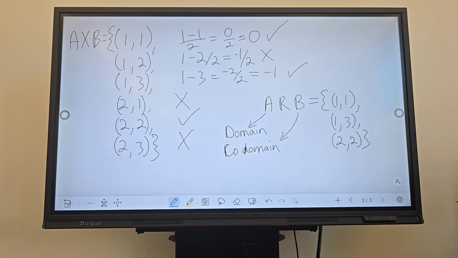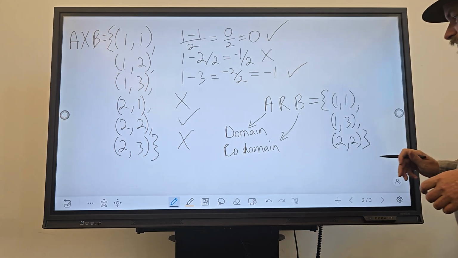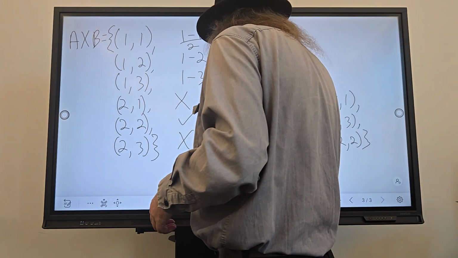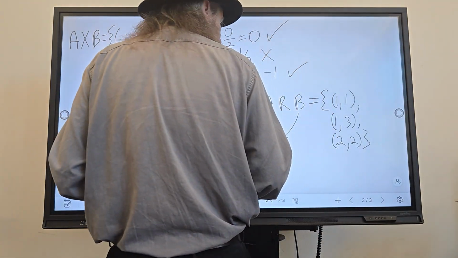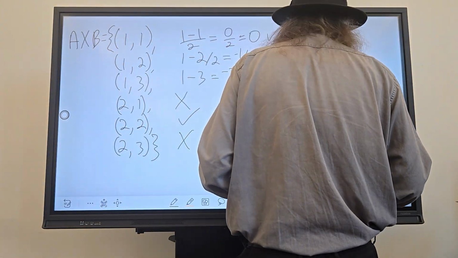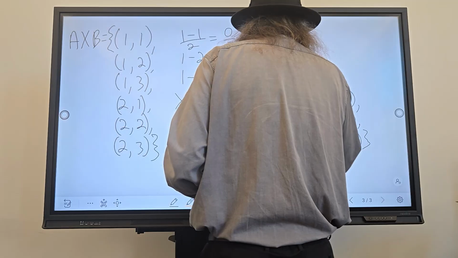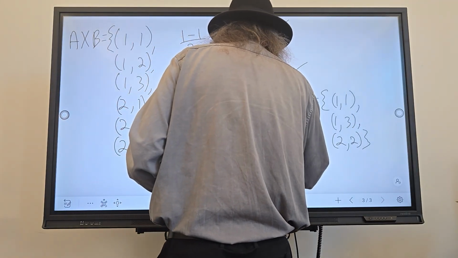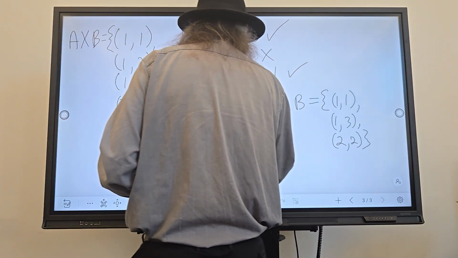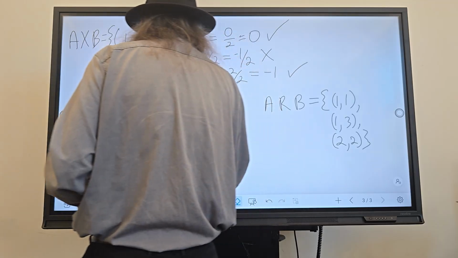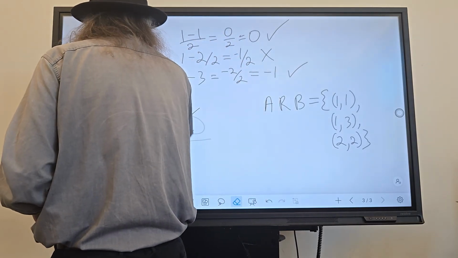Let's see here. One way to represent this is with an arrow diagram, and we're going to erase some of this stuff, stuff that we don't need.